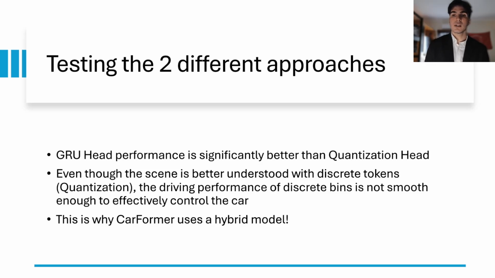And how do we test these two different approaches? The experiments showed a clear winner, the GRU head. It turns out that while discrete tokens are great for understanding the scene, they are too chunky for control. Driving requires smooth, continuous output. So the final architecture is a hybrid. It thinks in discrete tokens, but it acts using a continuous GRU regressor.